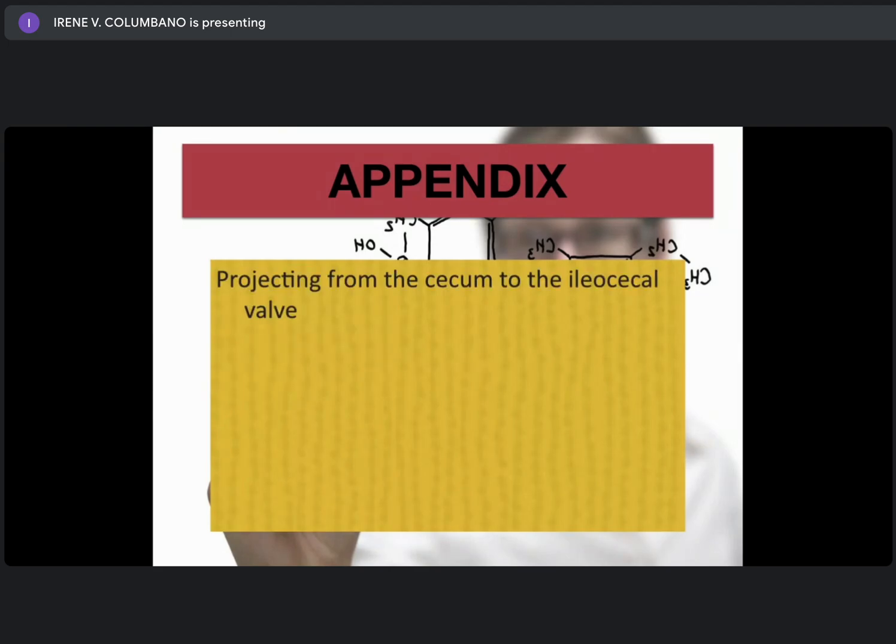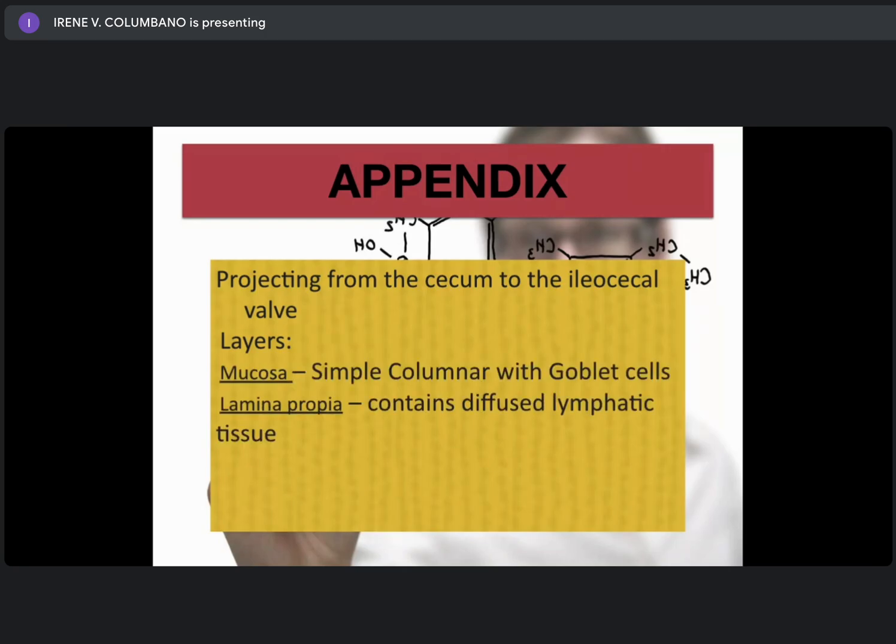Appendix, vermiform appendix, projecting from the cecum to the ileocecal valve. Layers made up of simple columnar pa rin with goblet cell. It contains diffuse lymphatic tissue. So ito palang appendix natin is a lymphatic tissue. Nung bata tayo, yung function niya is to protect us against infection. It secretes IgA or the immunoglobulin A. So protektado pa din yung ating intestine. However, as we grow old, nawawala na yung function niya na nagpo-produce ng immunoglobulin A.